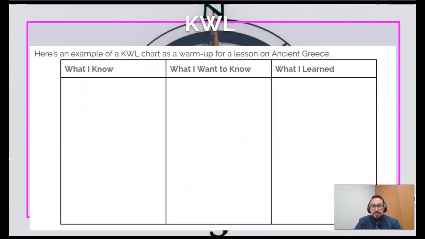The second strategy we'll be looking at is a KWL chart. Here's an example of what one looks like. Essentially, it's a graphic organizer that helps students activate prior knowledge by setting learning goals and having students reflect on their learning as they're learning and after. Here's an example of a KWL chart used as a warm-up for a lesson on ancient Greece.